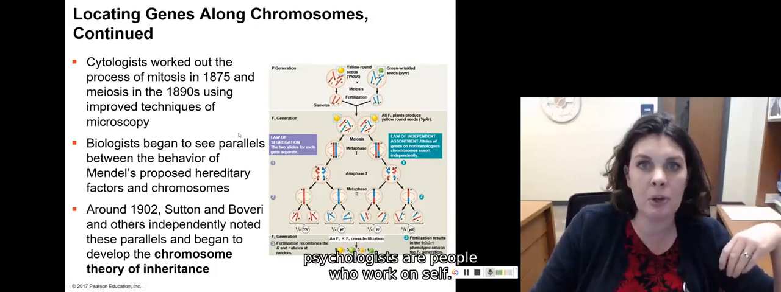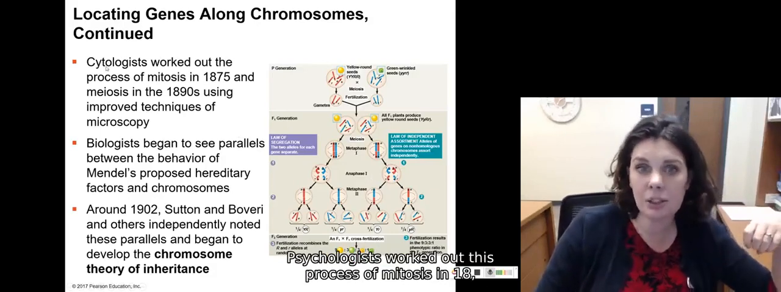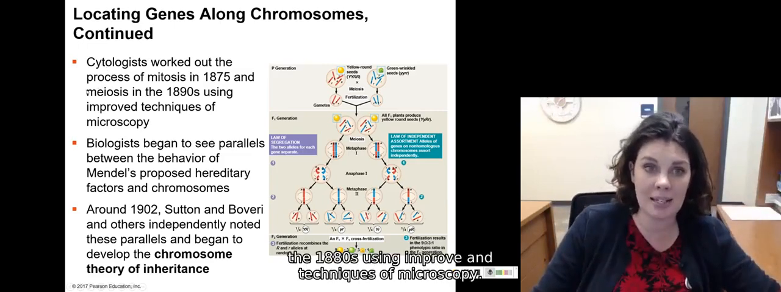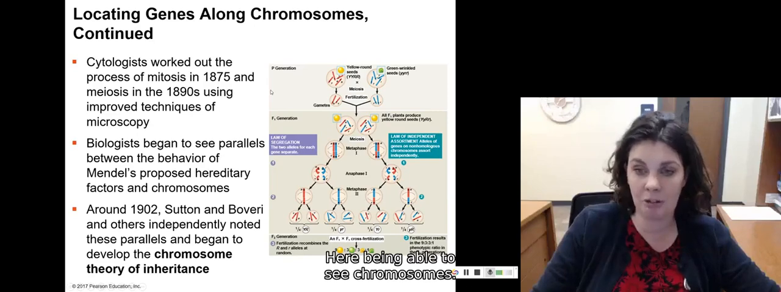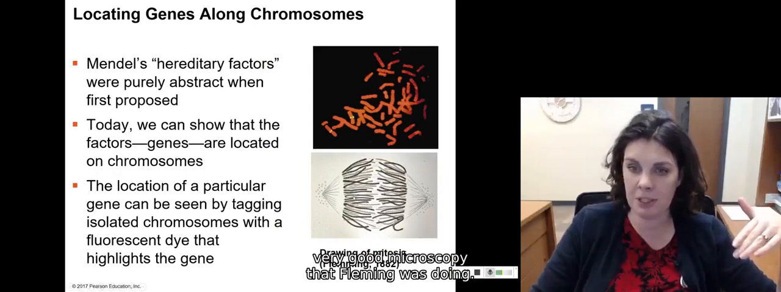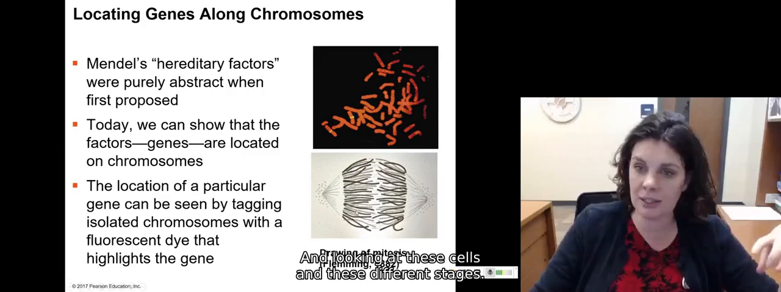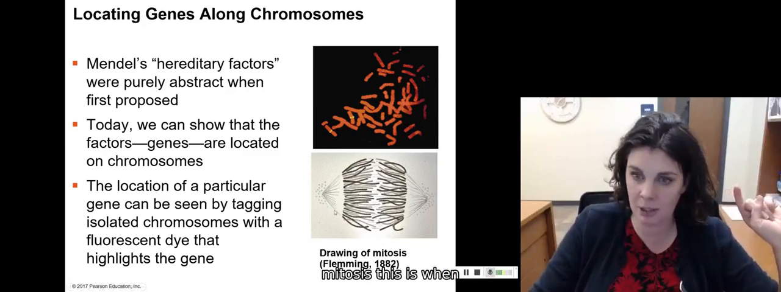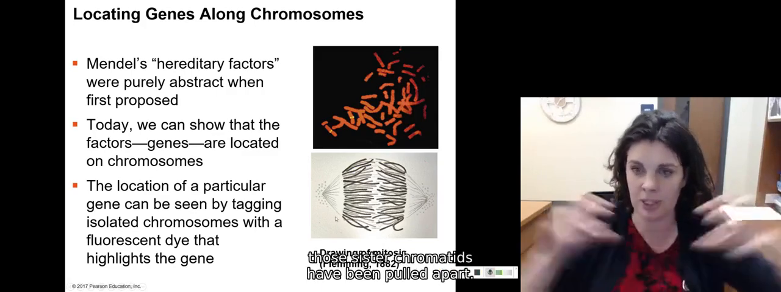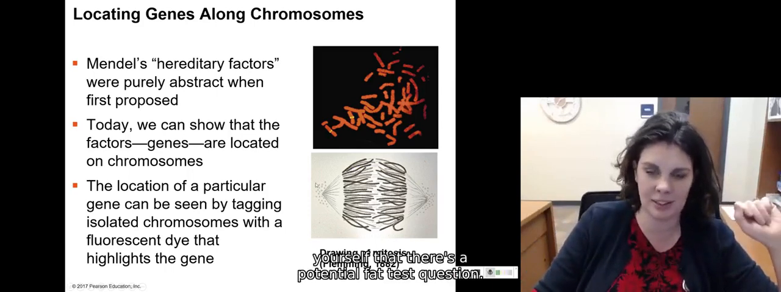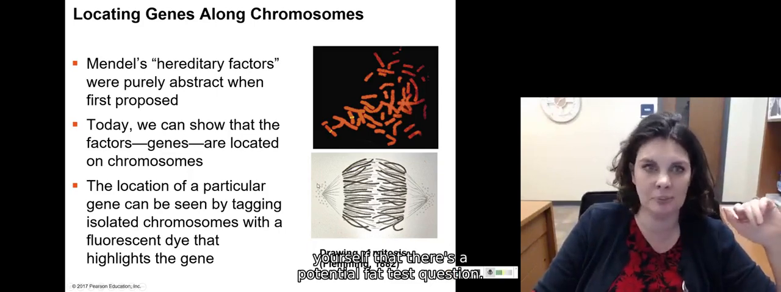So cytologists are people who work on cells. Cytologists worked out the process of mitosis in 1875 and meiosis in the 1890s using improved techniques of microscopy. So here, being able to see chromosomes, this is obviously very good microscopy that Fleming was doing, looking at these cells in these different stages. By the way, you should be able to tell me what stage of mitosis this is when those sister chromatids have been pulled apart. So make a note to yourself. There's a potential test question.